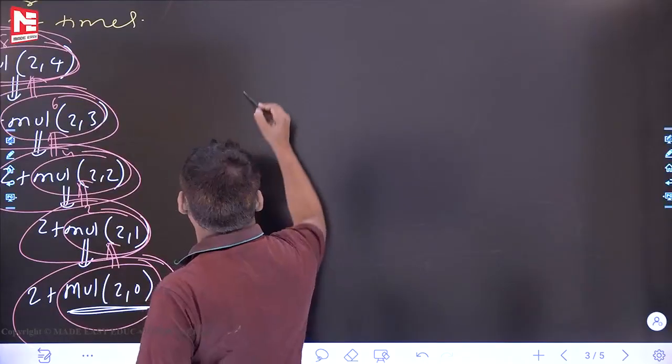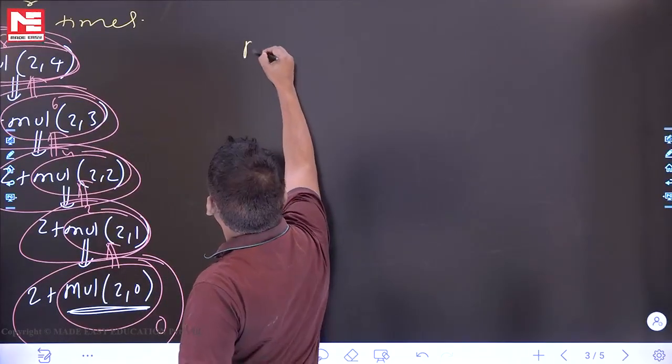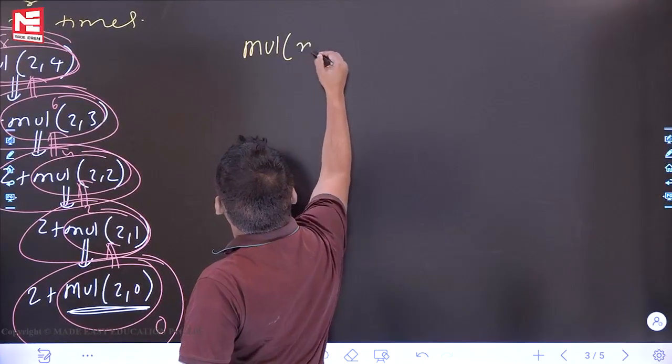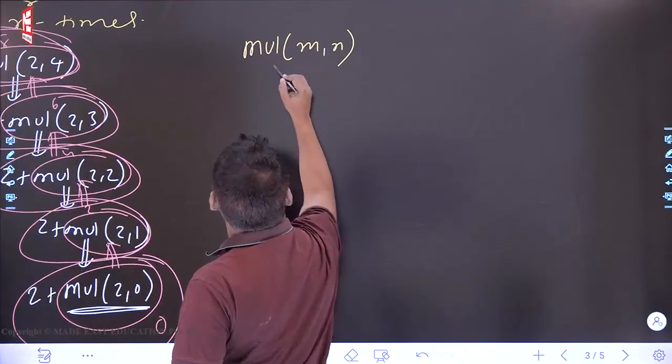Right? Let's go to the program. I am doing the program very simple. See this one, multiplication of m comma n. Multiplication of m comma n.